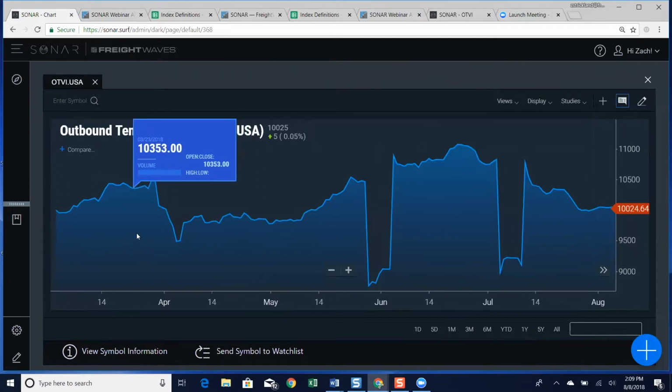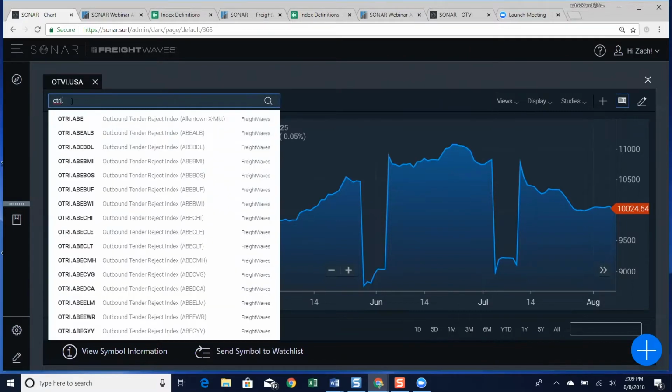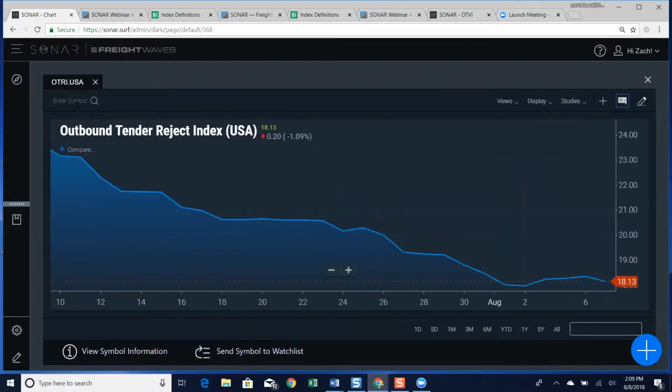So I want to jump in here real quick. Zach, pull back up the OTRI USA. Okay. We did have a question come in, and the user wants to know, how is the 18.13 calculated?